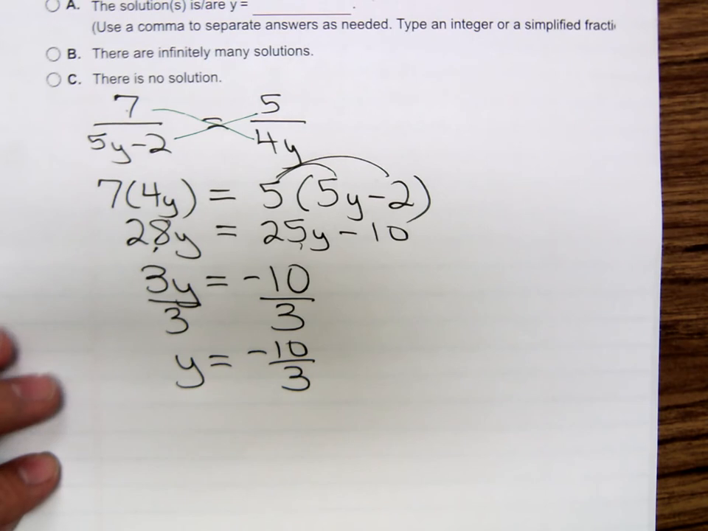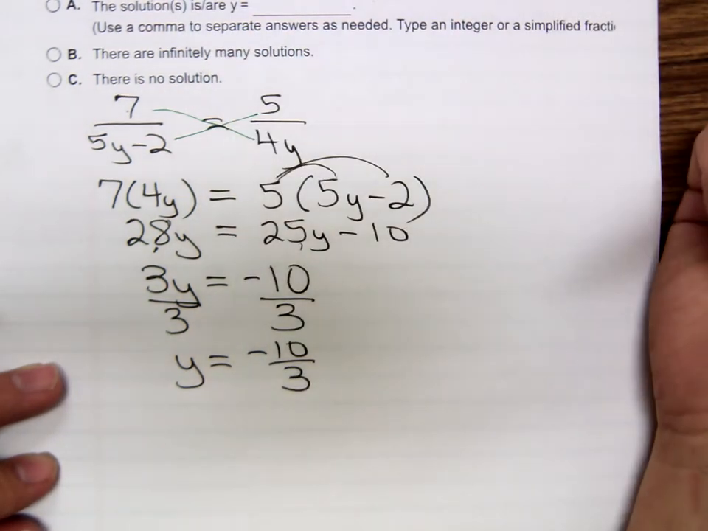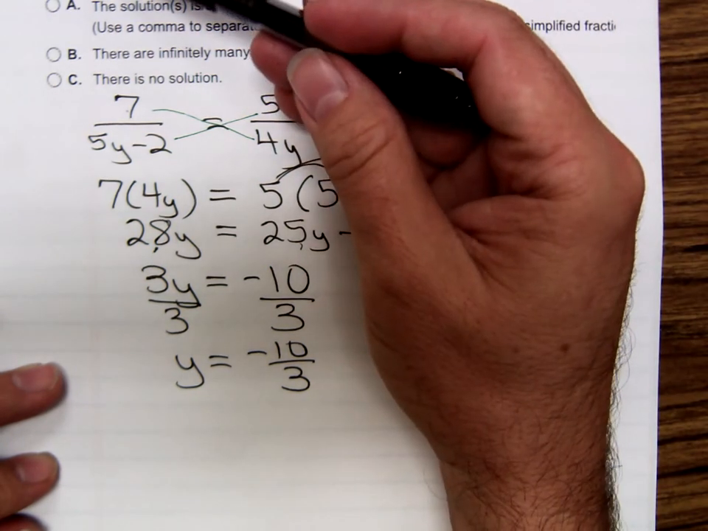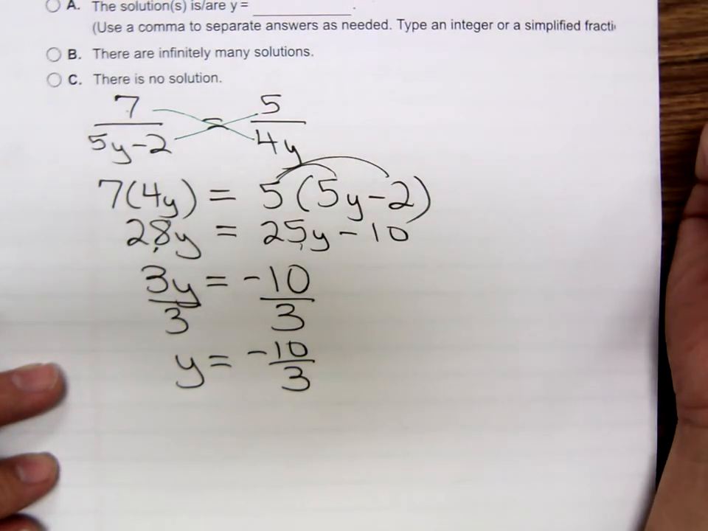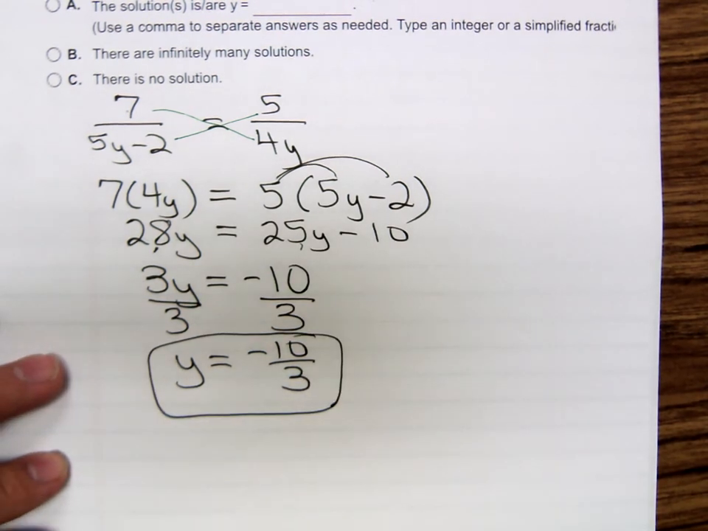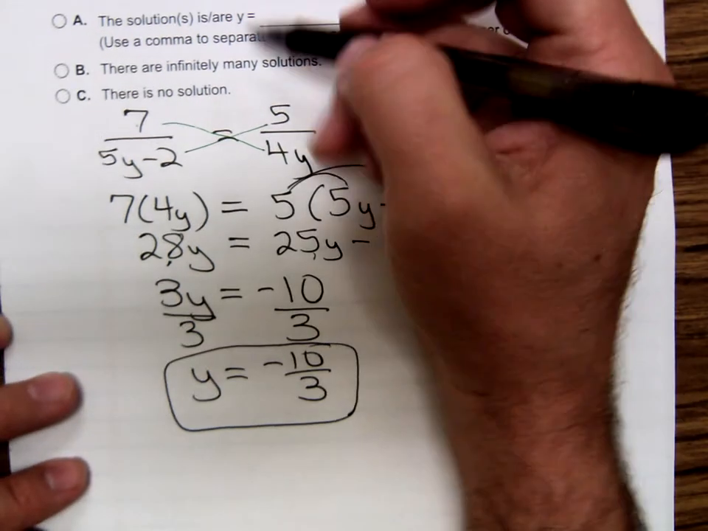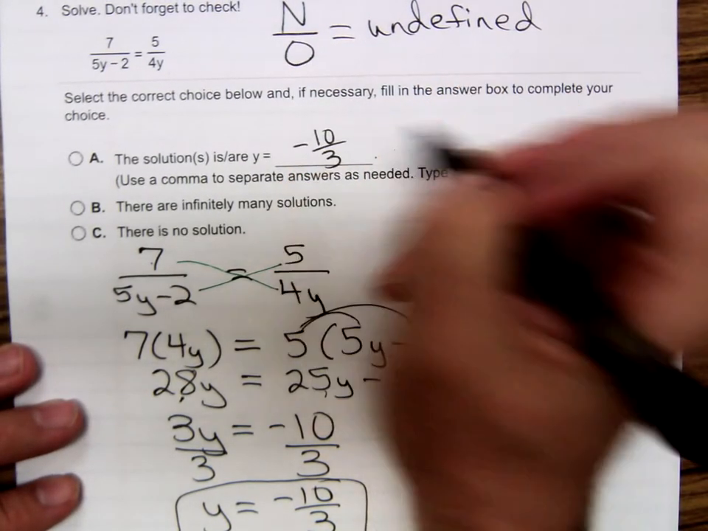And we have to remember, they want us to remember that we can't have a denominator of 0. Will negative 10 over 3 give us a denominator of 0? 5 times negative 10 thirds minus 2. It wouldn't give me a 0. I would need a 2/5 there to make that equal 0. What about 4 times negative 10 thirds? Does that equal 0? No. So negative 10 thirds is a perfectly acceptable answer. So here in the ABC option of My Math Lab, you'd say the solution is negative 10 thirds.